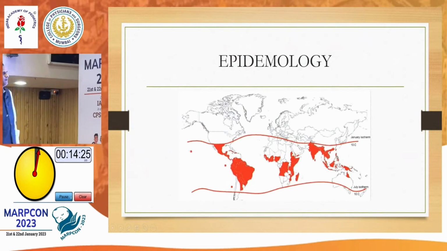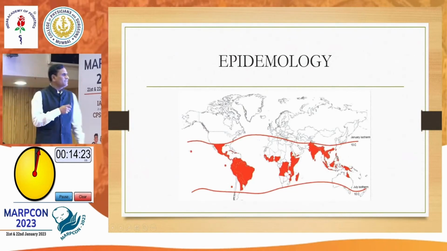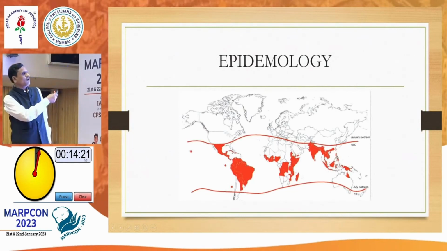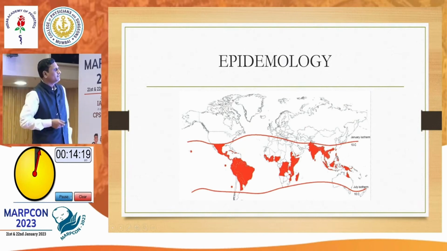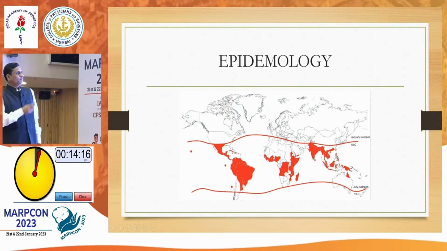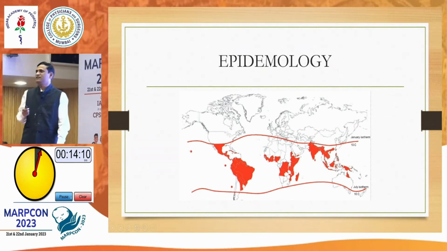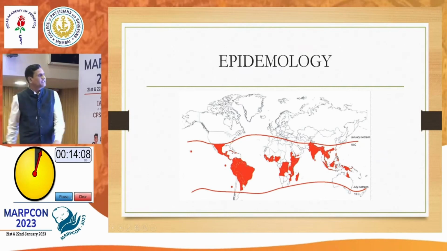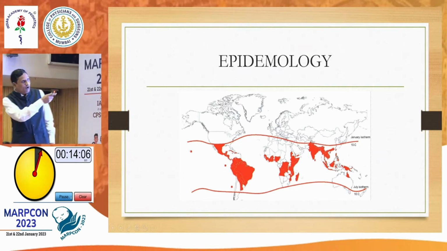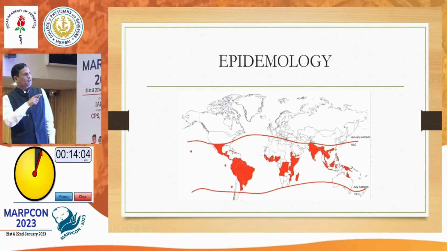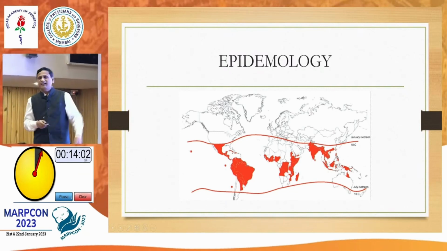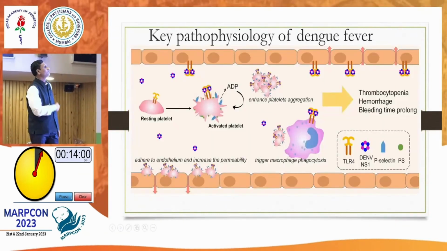Then let's see the epidemiology. Dengue fever is mainly found in the tropical and subtropical countries of the world. More than 120 countries are involved with dengue fever. More than 400 million people are exposed to the disease. In India, it is found in all states and union territories except the sub-Himalayan regions.